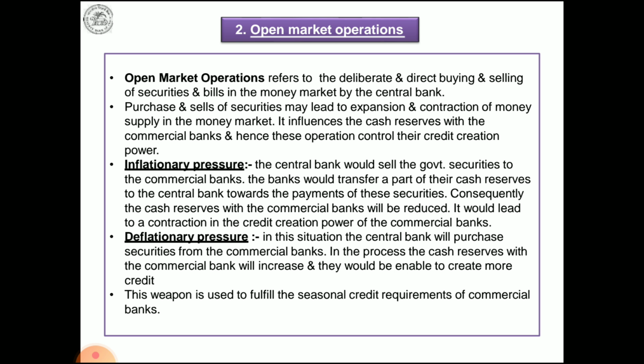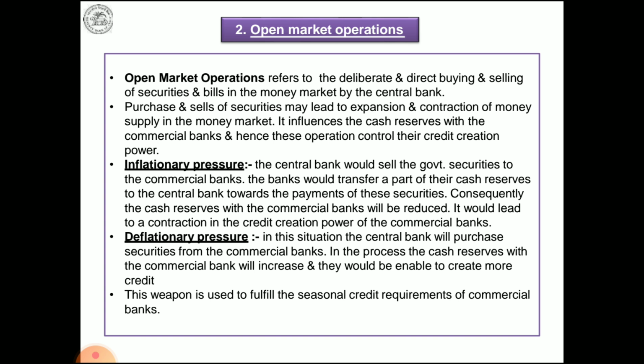they ultimately have to give money to the RBI. And when they give money to the RBI, there will be less money remaining with the commercial bank to give loans to the customers. And when commercial banks have less amount of money, there will be contraction.